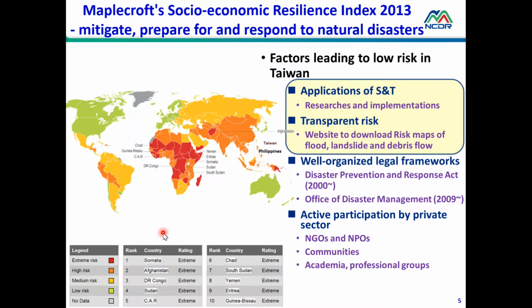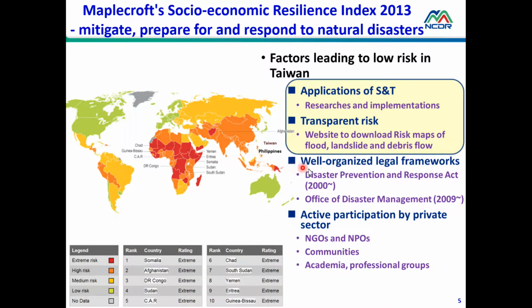For the case of Taiwan, I highlight 4 reasons. First, application of science and technology. In Taiwan, we emphasize both research and implementation. We want to combine the 2 elements together. So we have several products. Fundamental thing, transparent risk. Right now from the website, all citizens are able to download risk maps or check the GIS system to understand risks of flood, landslide, debris flow, location of fault lines, and even the potential of soil liquefaction.